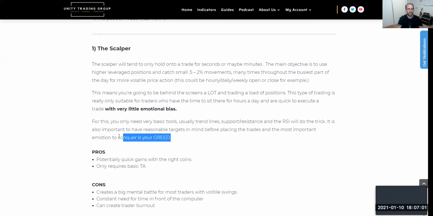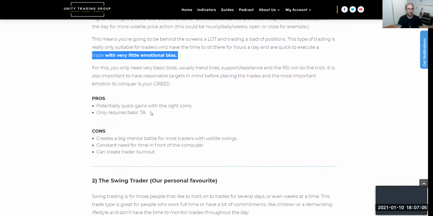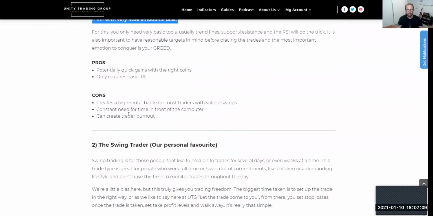But the biggest thing, you really need to conquer greed and you need to conquer your emotions when it comes to scalping. So potentially quick gains with the right coins only requires basic TA, a constant mental battle. You've got to be in front of the screen quite a fair bit, and it can lead to burnout. And I can attest to that.